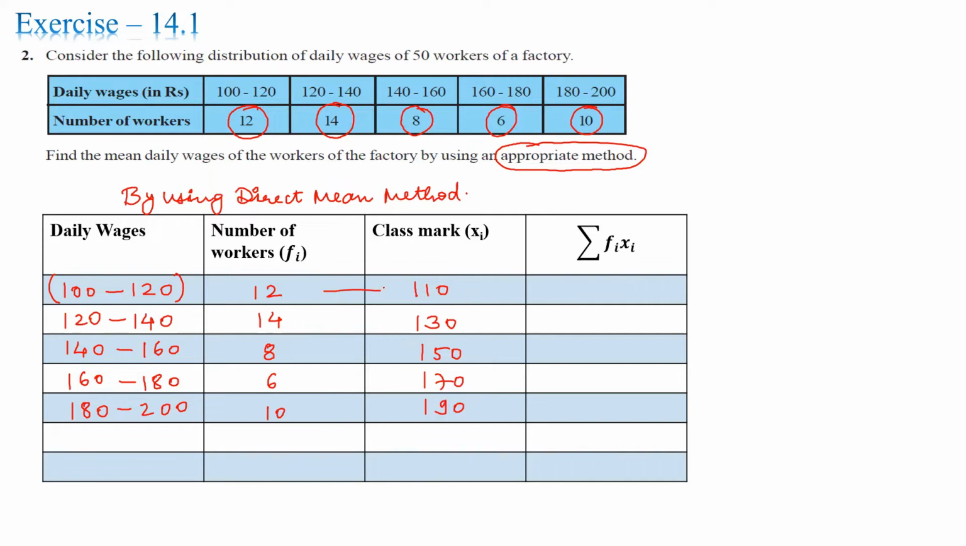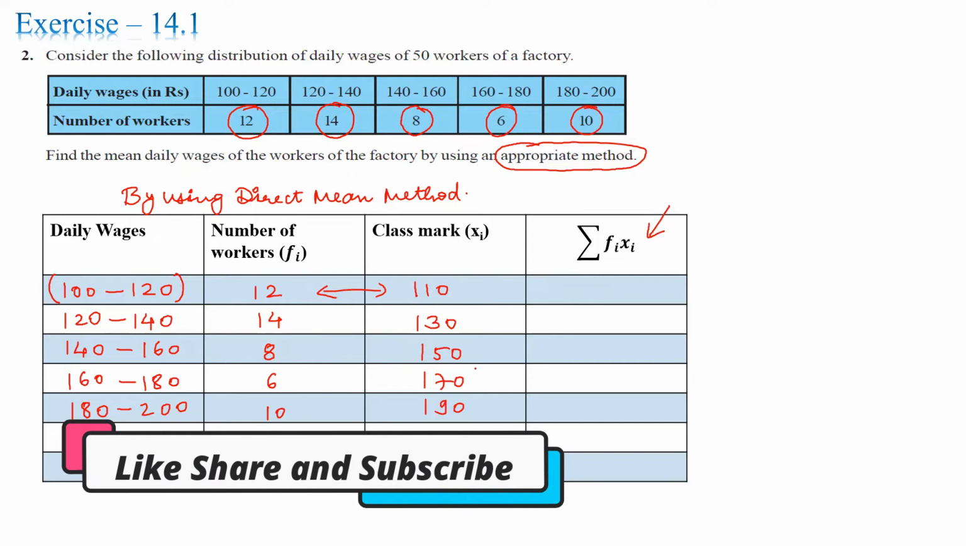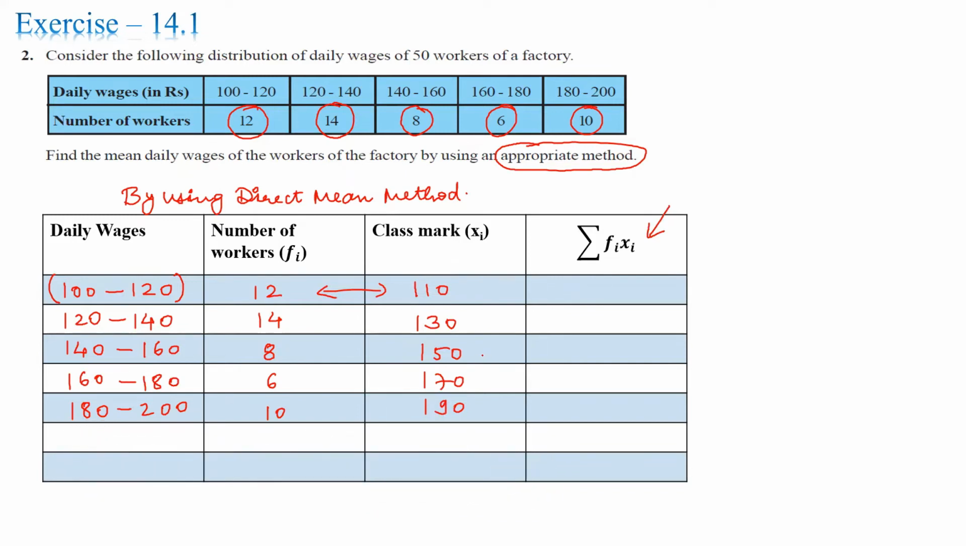Now do the product of these two values and write it in the fi xi column. So 110 into 12. Now see here, the calculations are quite big, so we can prefer the assumed mean method also, so that our calculations will be reduced.